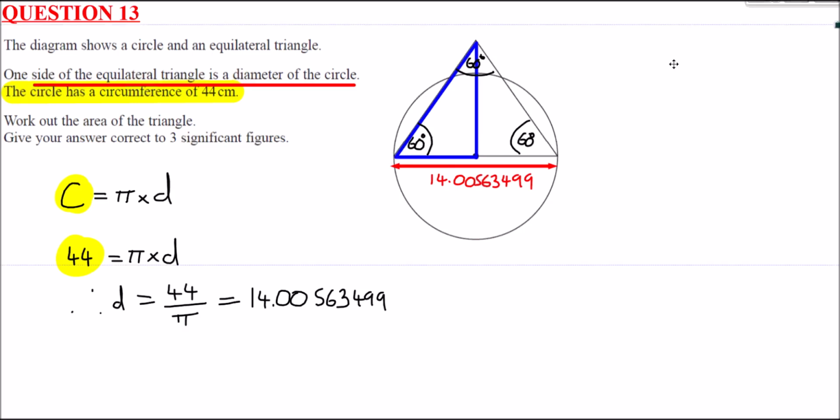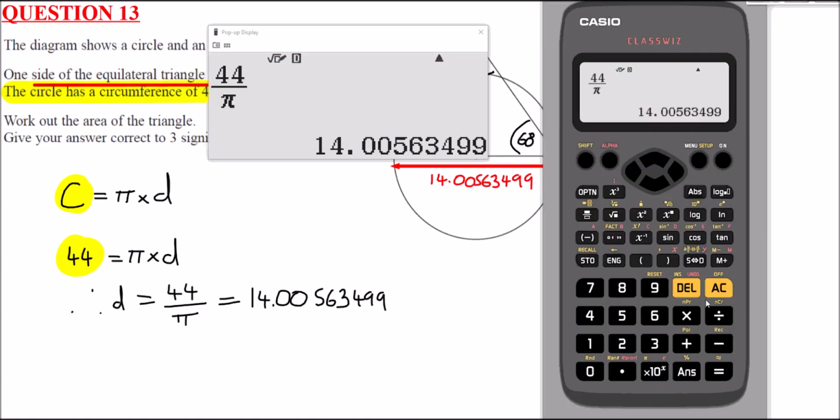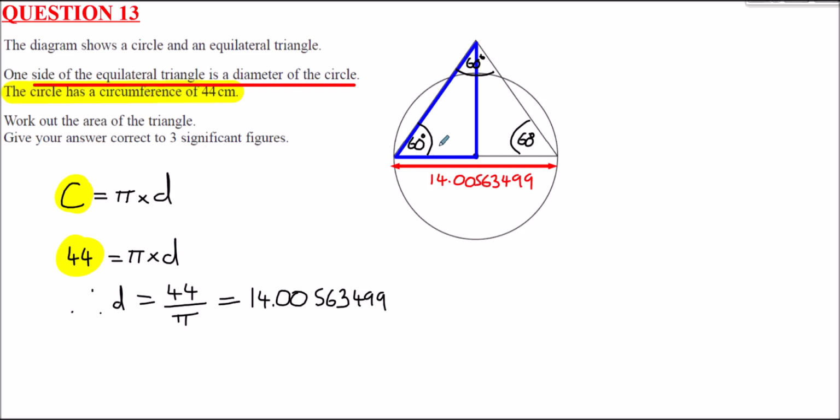So here, I'm going to be thinking of this triangle. So this base at the bottom will be 14.00 and so on, divided by 2. So divide that by 2, 7.002817-ish. And now you can see I'm running out of space in terms of trying to scrunch everything up in this diagram. So what I'm going to do here, I'm just going to take this and expand it over in the corner.